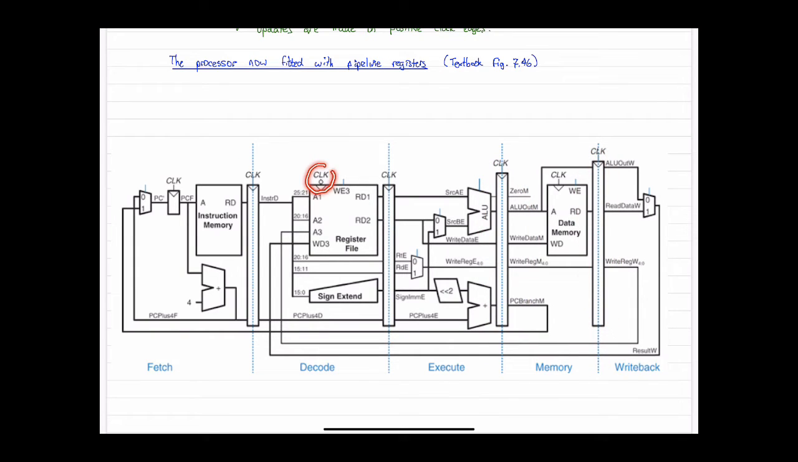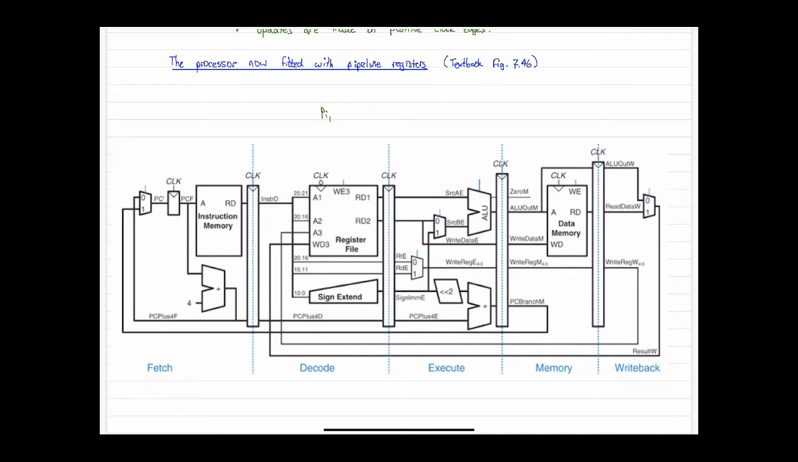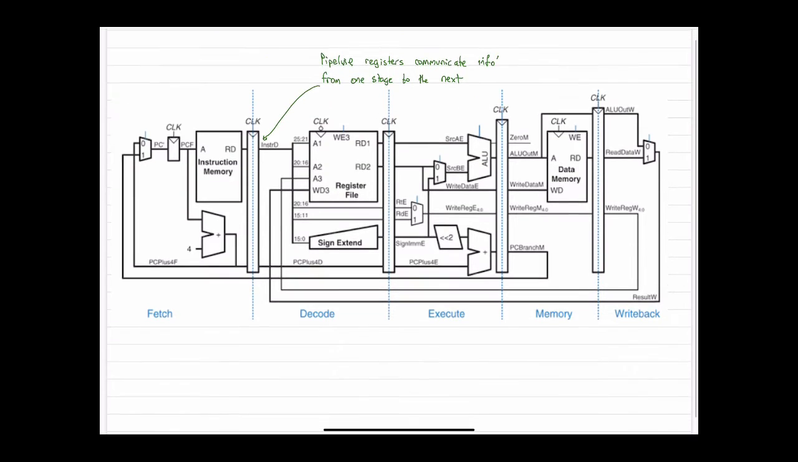And the other thing to note, of course, is what we've just highlighted there is the register file is written on the negative clock edge. Everything else is positive. And the purpose of the pipeline registers is basically to communicate information from one stage to the next, and then carry on with a new instruction.